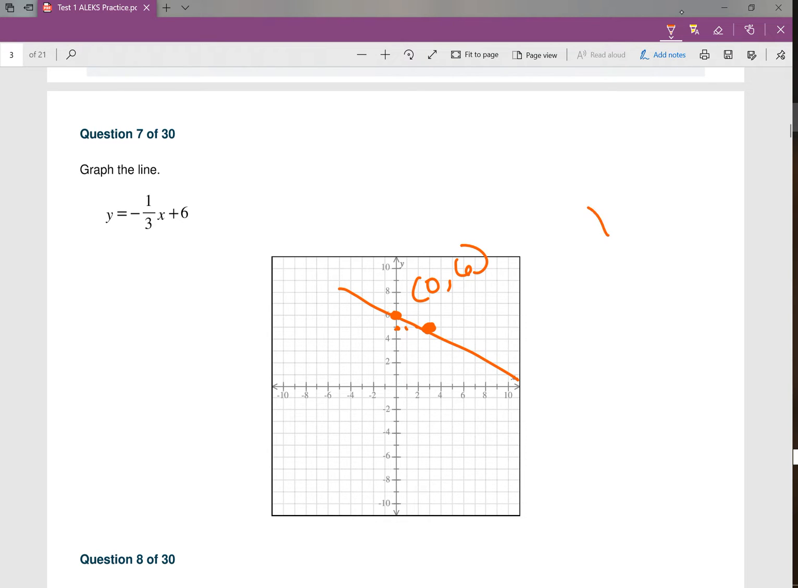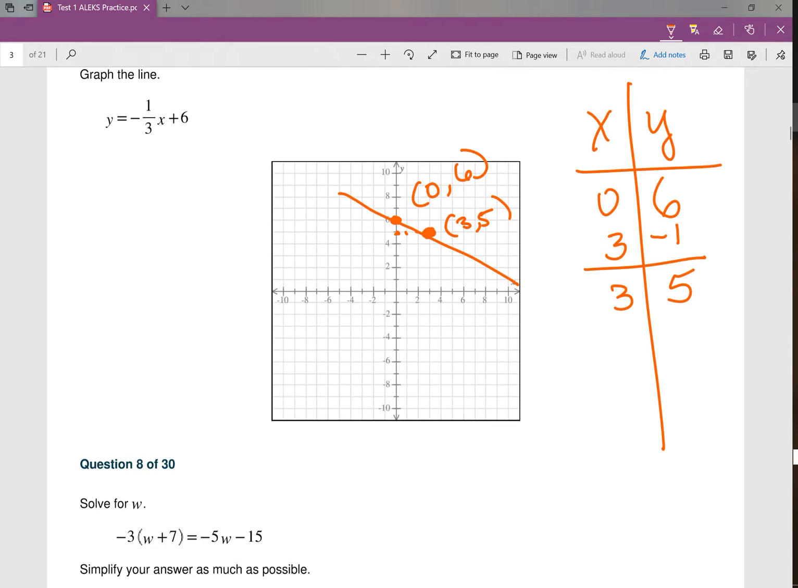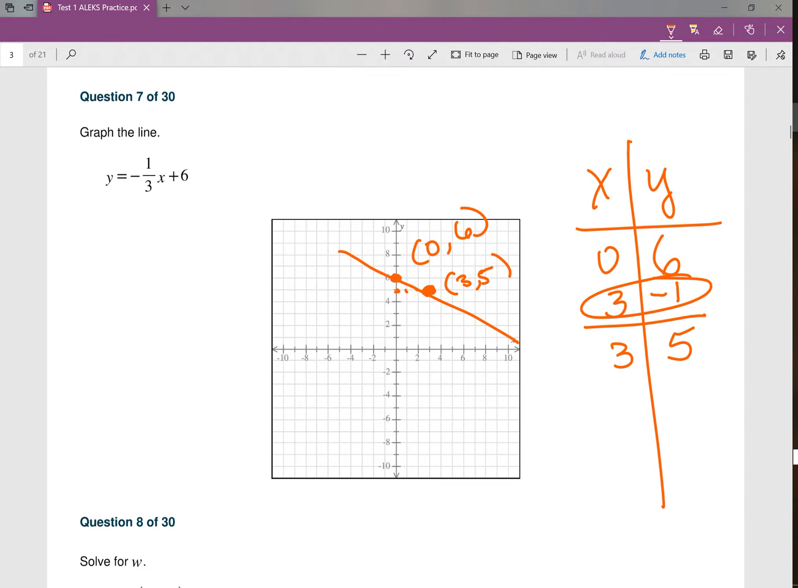Remember the rule, if I have xy, technically I start with 0, 6. Then I'm going to go down 1 and over 3 for the x, so that my next point should be 3, 5. And if you notice, that's the point 3, 5. Remember, this is your slope.